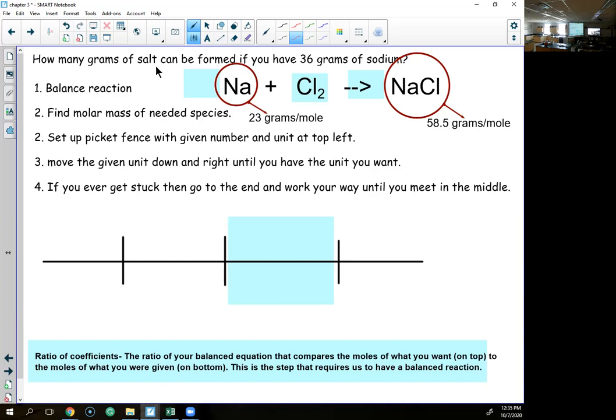So a typical question, and you guys will get harder questions in this, but this is a good start. It says, how many grams of salt can be formed if you have 36 grams of sodium? Okay, so just the steps here. Number 1, balance the equation. So will you please write out this equation and balance it? Take about 30 seconds.